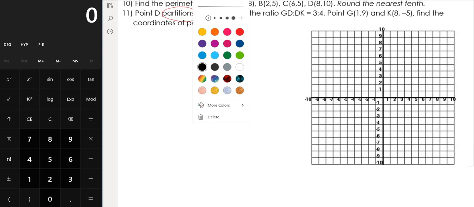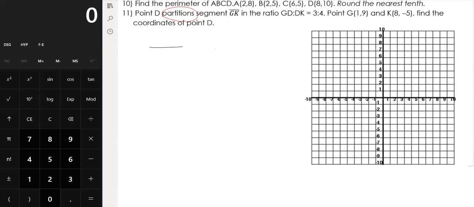So let's go. GK. I'm going to have a line segment here. One endpoint is G. The other endpoint is K. Put the points. Okay. Point D is going to partition it, so it's going to be somewhere along the line segment dividing it. Let's see how it divides it. It says the ratio GD to DK is 3 to 4. Now, what does that mean? That means that GD is listed first, that's the 3. DK is listed second, that's the 4.